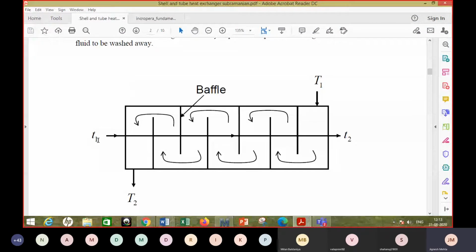Normally I prefer that you write Ti on the tube side, To or Te, the exit on the tube side, and then here you write Ti on the shell side, or you may distinguish them as hot fluid and cold fluid. So let's say this one is hot fluid, so you may write Thi, Tho. And here, if this is cold fluid, Tci, Tco. Okay, and let's say this is section 1 and this is section 2.